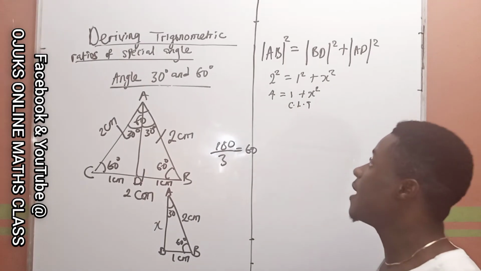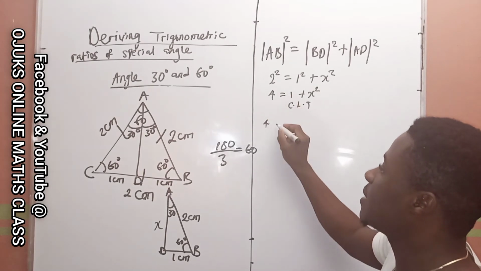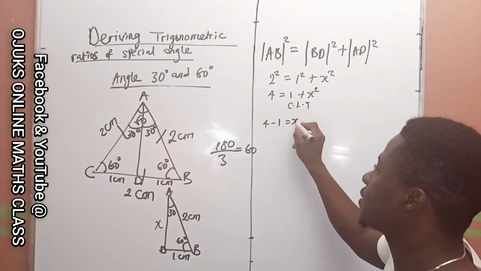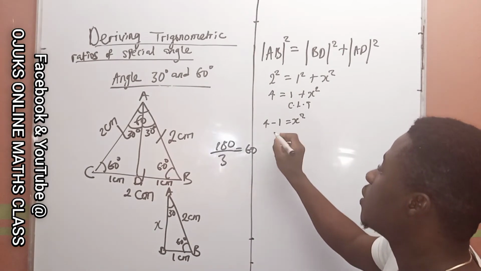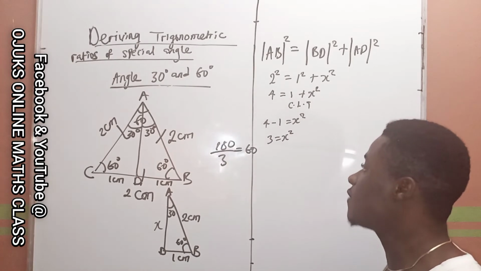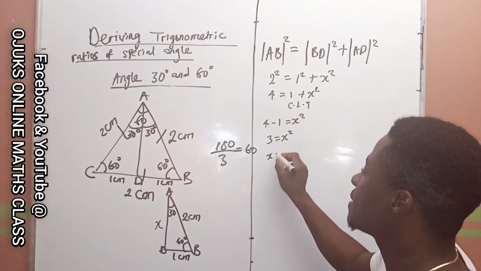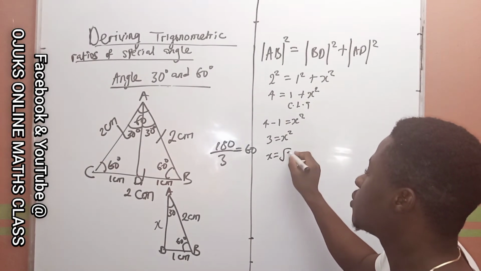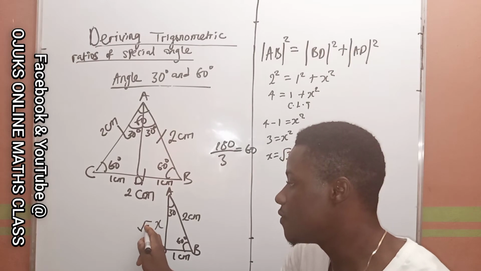When we collect like terms here, we'll have 4, and 1 crossing the equality sign becomes minus 1, equals x squared. So 4 minus 1 is automatically 3, equals x squared. Now to get the value of x, we have to find the square root of both sides of the equation. When we do that, we have that x is equal to square root of 3. So our x here should be square root of 3.